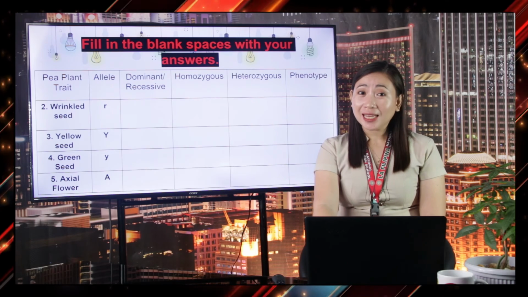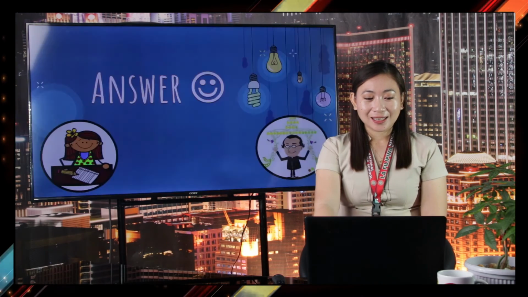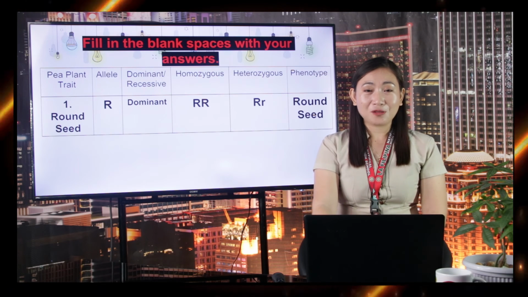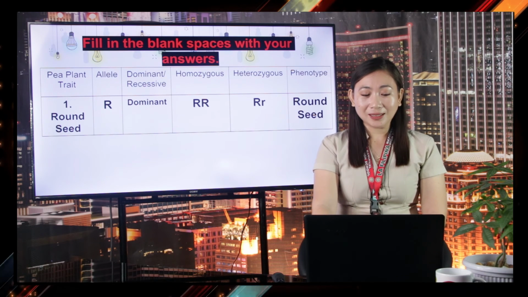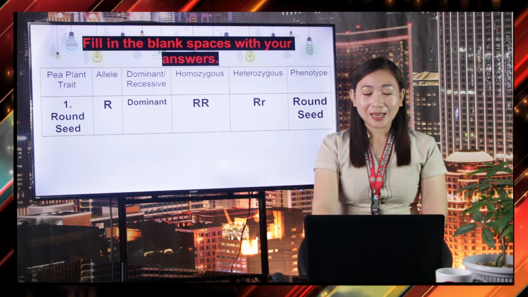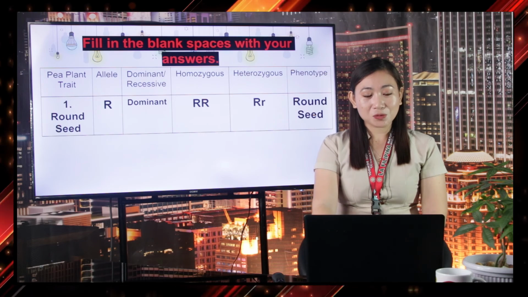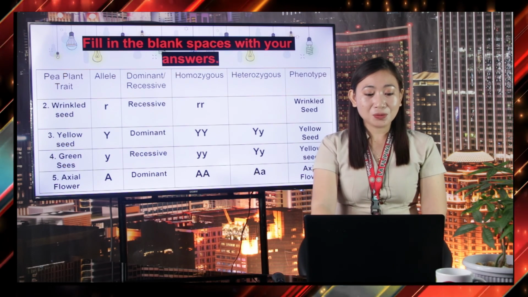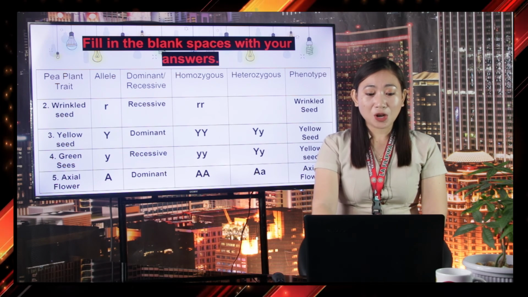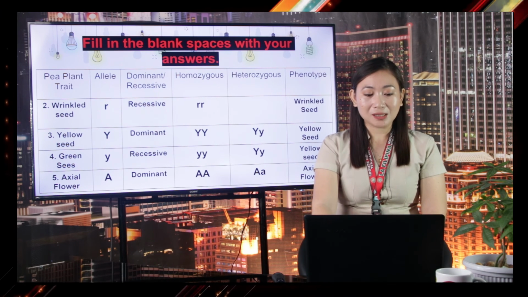Now, let's find out if all your answers are correct. The answers. Number 1, round seed with an allele of capital letter R, dominant. Homozygous, which contains two capital letter R, heterozygous, which contains big letter R and small letter r, and the phenotype is round seed. Number 2, wrinkled seed with an allele of small letter r, which is recessive, and homozygous, which contains two small letter r, and the phenotype is wrinkled seed.